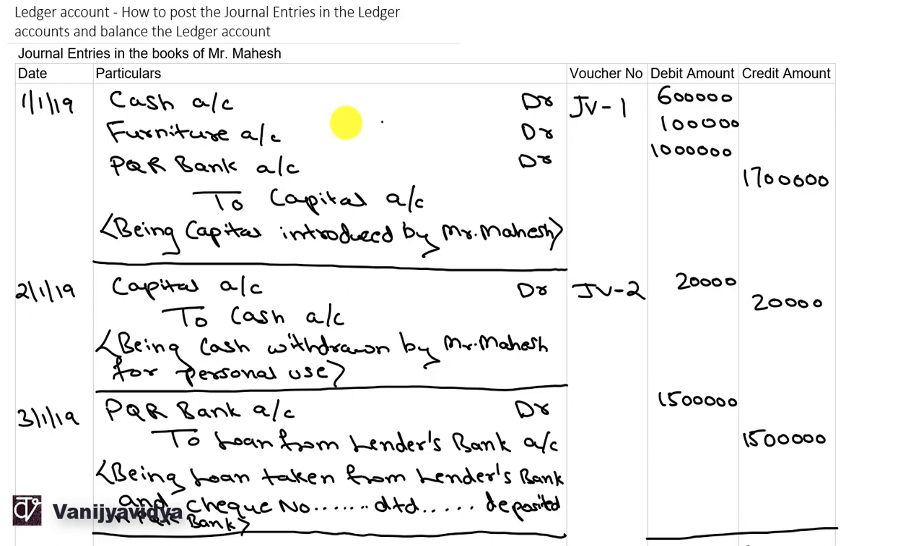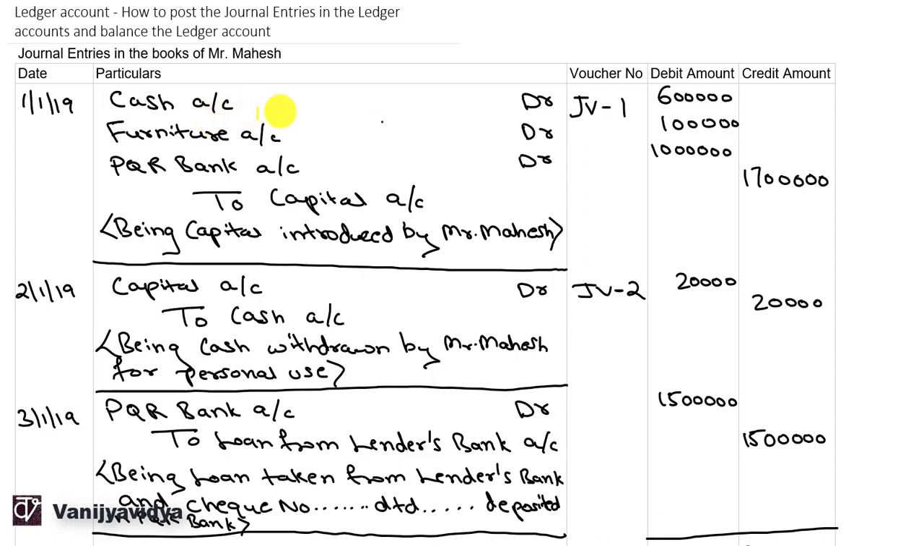So before beginning the posting of entries, let's first understand what is the list of ledger accounts that are required to be prepared. Here I have taken the same example, that is journal entries in the books of Mr. Mahesh, which we had solved previously in the last session. Now let's look at the journal entries one by one and understand what are the list of ledger accounts that are required. Now first is JV1.